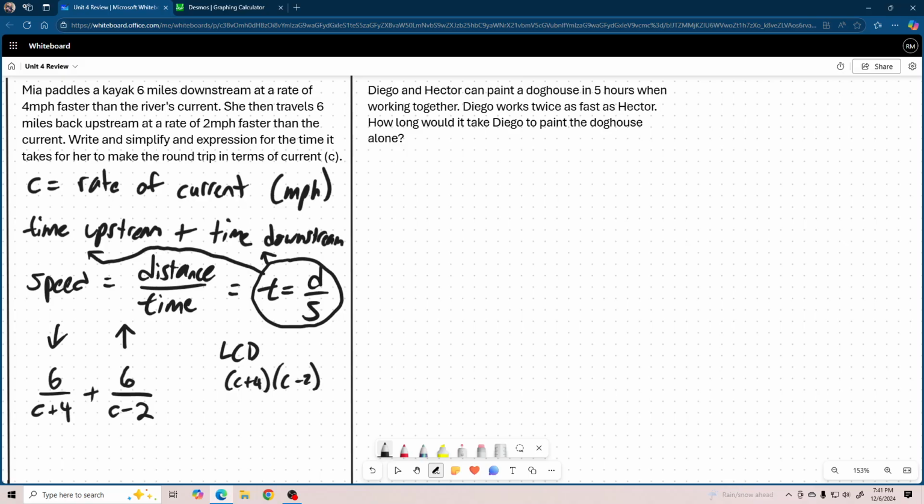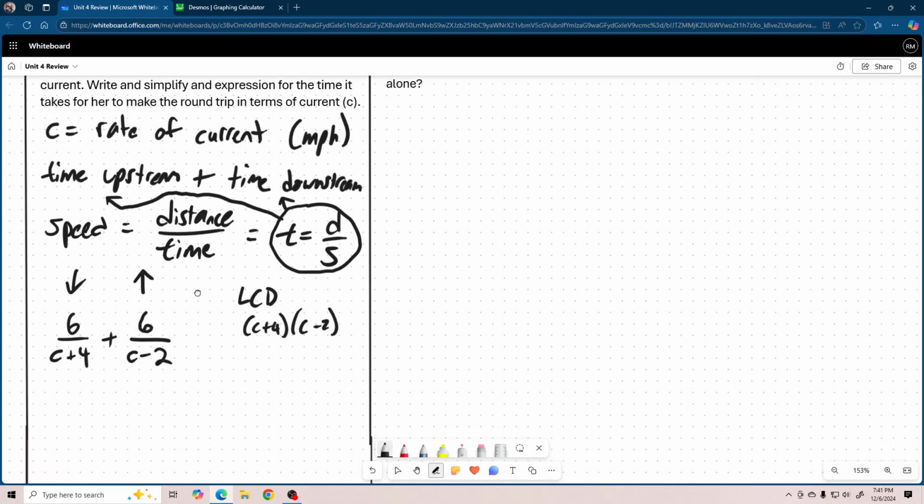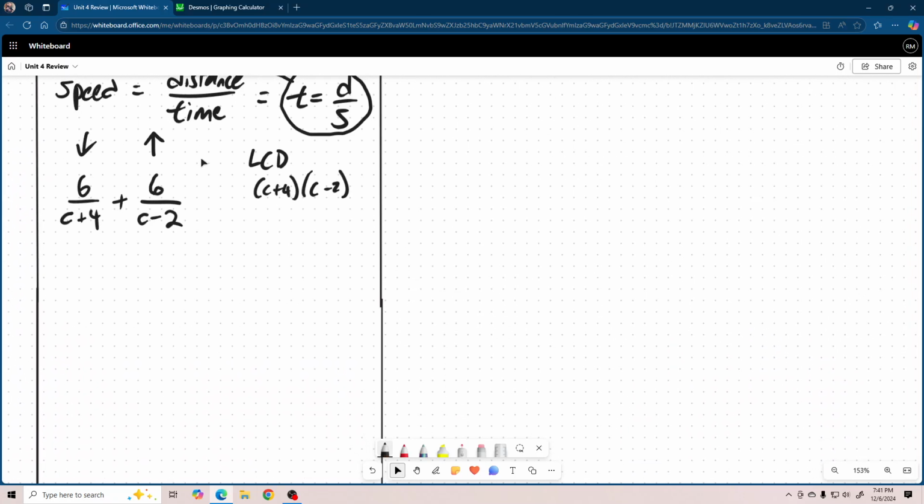And now we're going to take our two expressions here, and we are going to find the pieces they don't have. In other words, our first expression here is 6 over c plus 4. In order to get the LCD, we're going to need c minus 2, right? And I'm going to write this as one giant expression, over c plus 4 times c minus 2. And what we're going to do is add these two pieces together, right? And then we're going to get the same denominator.